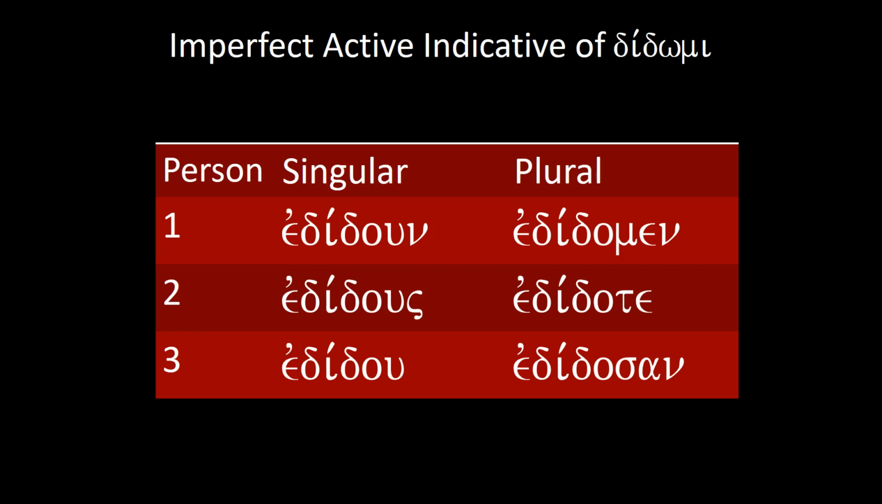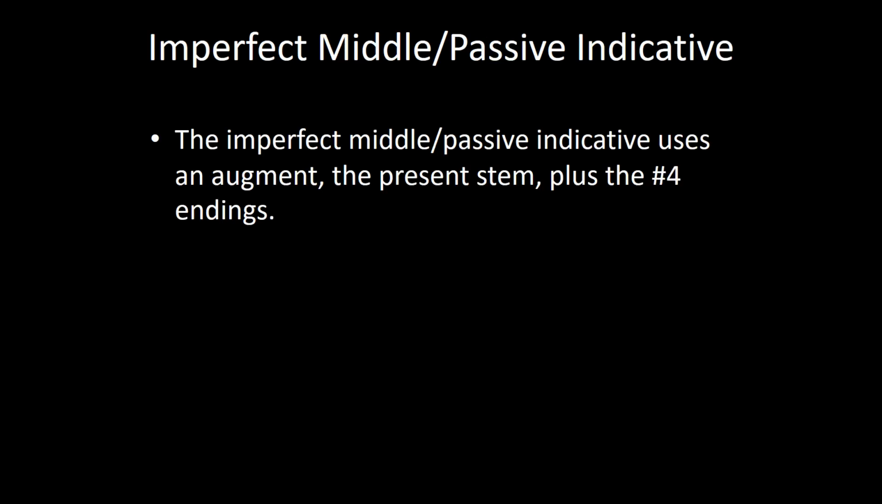Just focus on the normal keys and you'll be totally fine. You've got augment, number 2 endings. The same pattern you expect for imperfect middle or passive will show up. You've got augment on the front, number 4 endings on the back.